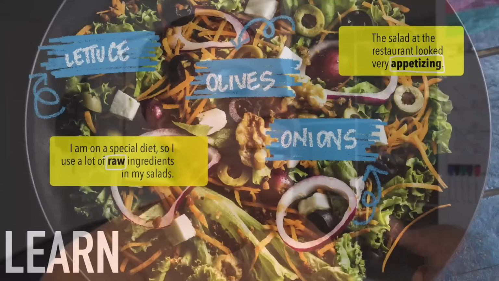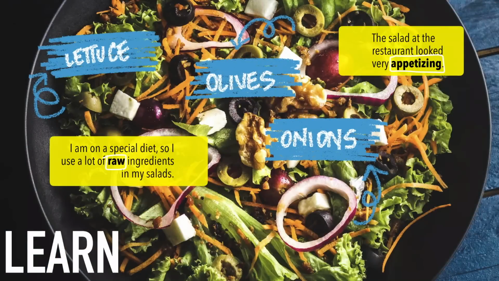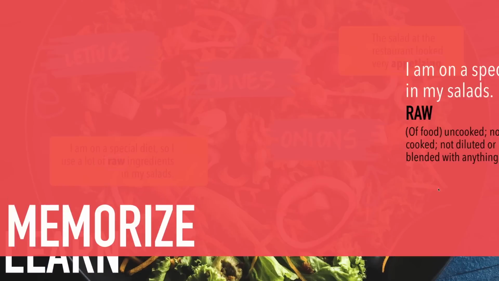Excellent. Last time. Appetizing. Very good. So again, remember I was talking about just how good the salad looks. I can also say the salad at the restaurant looked, I'm going to show it to you again, very appetizing. Okay, so let's move on to the next part of our formula, the letter M.